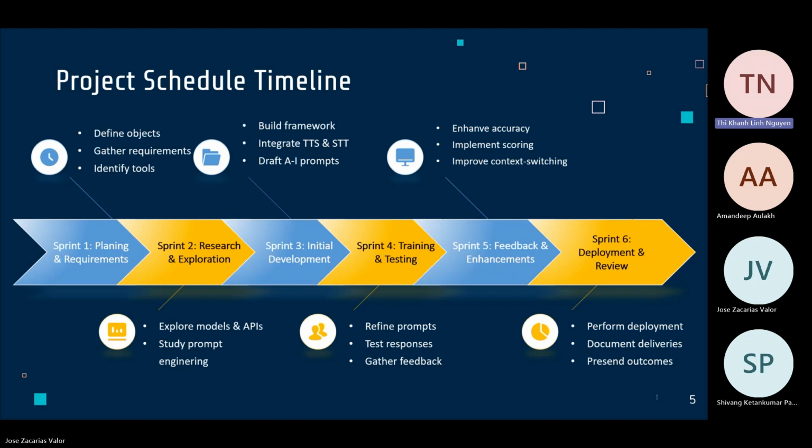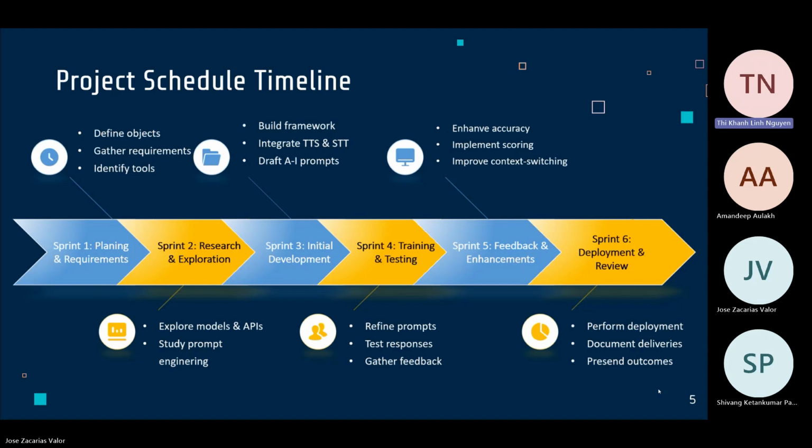The third sprint is initial development. We build the framework, integrate text-to-speech and speech-to-text, and draft AI prompts. In the fourth sprint, about training and testing, we refine prompts, test responses, and gather feedback.